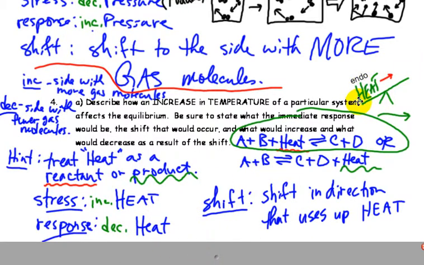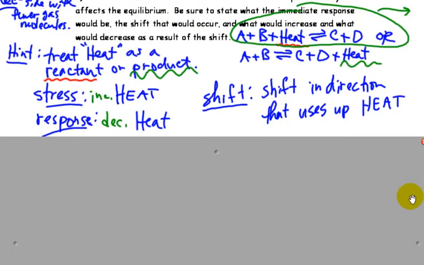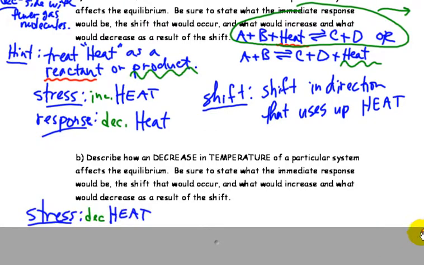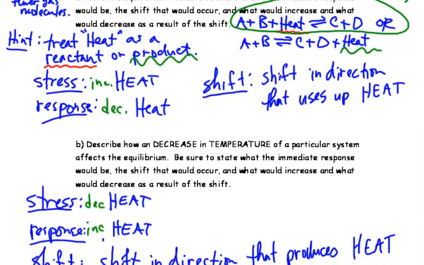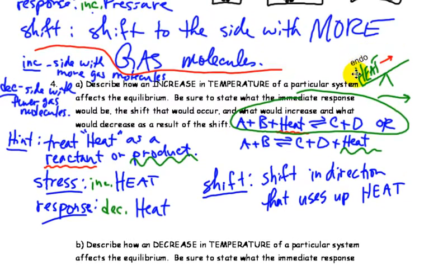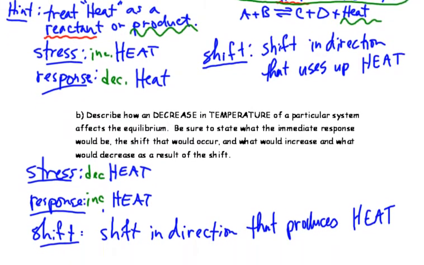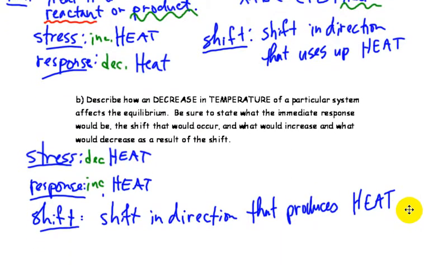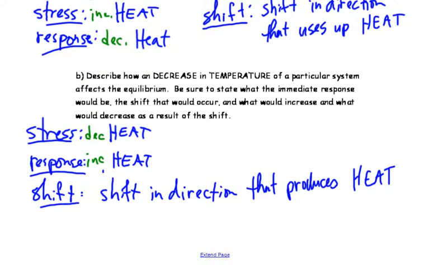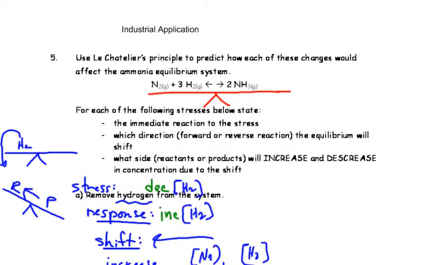So you can see that in order to decrease it, I have to shift to the right. Move the heat this way. So shift in the direction that uses up heat. Vice versa, if I decreased heat, then this side would be up. And I'd have to replace what was lost by shifting in the direction that replaces heat. So it's very similar to concentration changes. Okay, that's it. So we'll look at an example now.